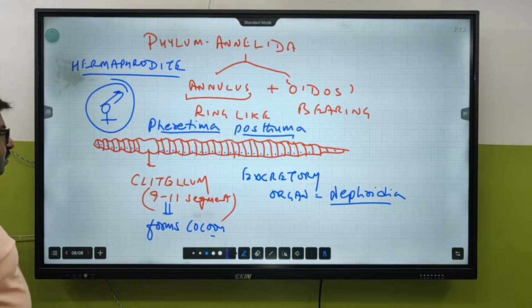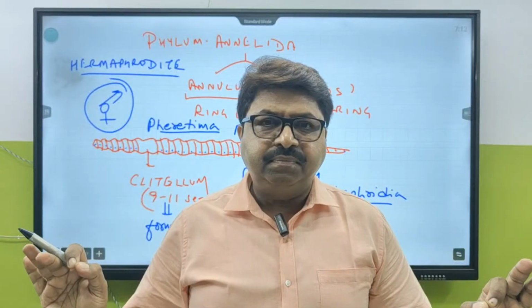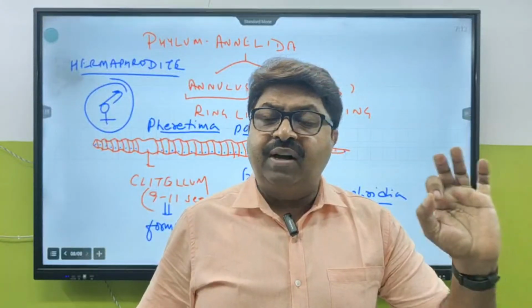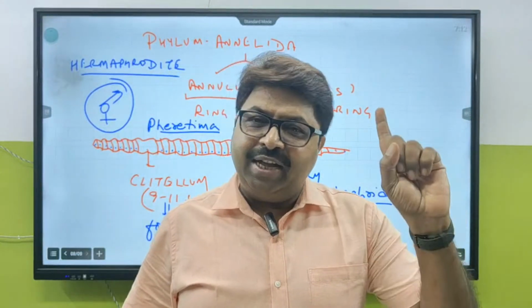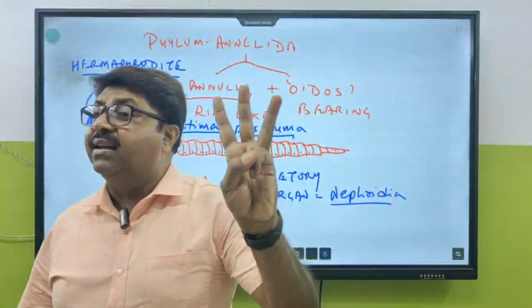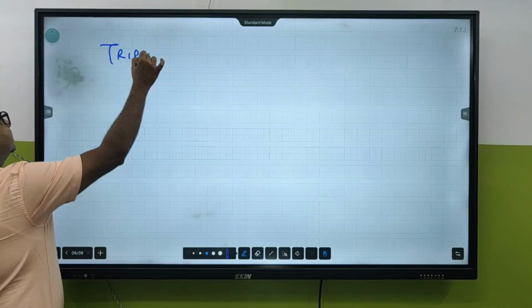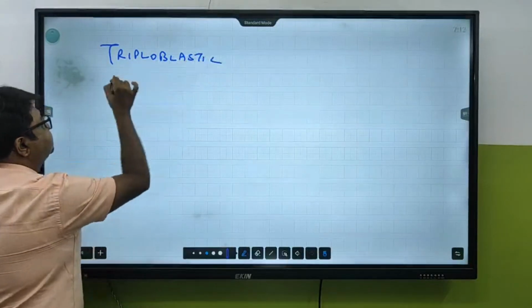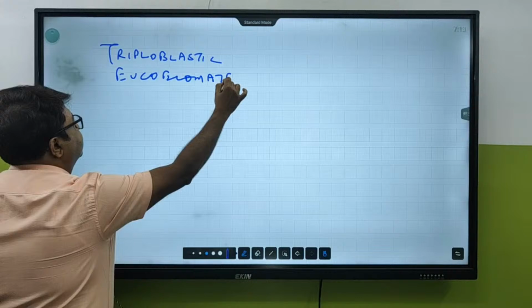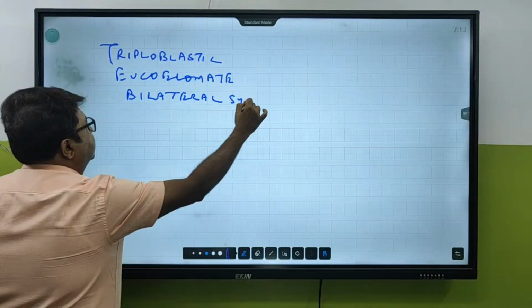Now, they have got a mouth and a terminal end. So what kind of digestive system do they have, complete or incomplete? Complete. What is so very special about Annelida? The first organism having true coelom, eucoelomate. So they are triploblastic, eucoelomate organisms. They have three layers: ectoderm, mesoderm, endoderm. Tell me the symmetry. Bilateral symmetry.